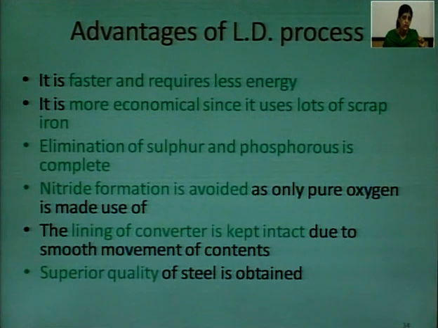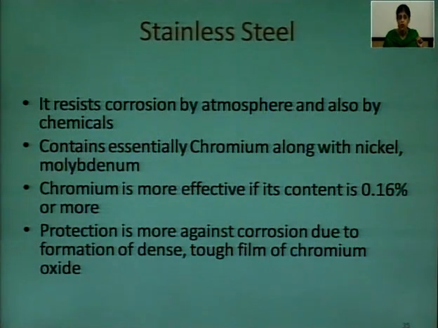Now, once we have made the steel, we have to do certain heat treatments on steel. So, first I would be discussing the various heat treatments of steel. Basically, what is stainless steel? It resists corrosion by the atmosphere. It essentially contains chromium along with nickel. Chromium is more effective in its content, and protection against corrosion is greater due to the formation of a dense tough film of chromium.